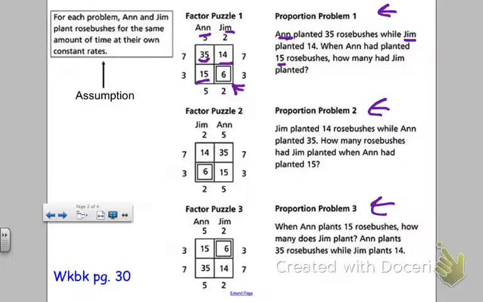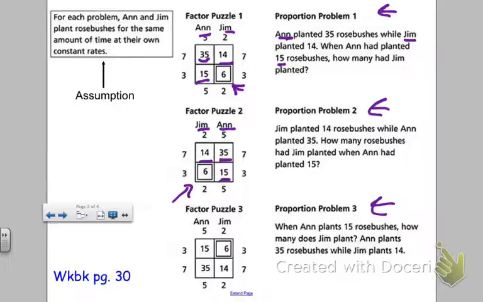Proportion problem 2. Jim planted 14 rose bushes. So here's Jim. Here's his 14 rose bushes, while Anne planted 35. So here's Anne and here's her 35. How many rose bushes had Jim planted when Anne had planted 15? So this 15 is going to go underneath Anne. And when we solve it, you can see that Jim would have planted 6 rose bushes when Anne had planted 15. Let's take a look at proportion problem 3.